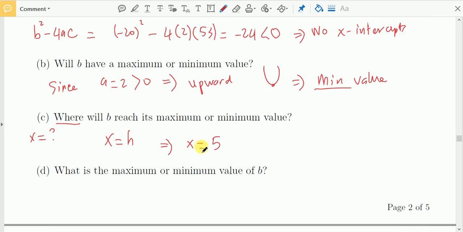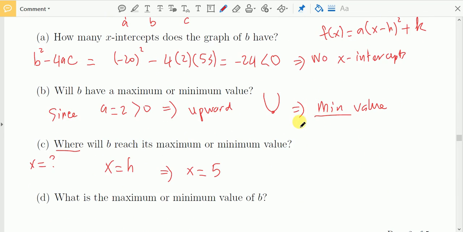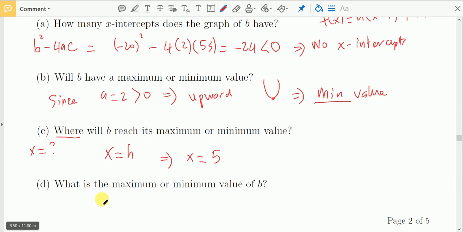And now you know where to get the min value, and you want to get the actual min value. So what is this asking for, and what is k, right? K is actually the actual max or min value. So k in this case is 3. So I'll write the min value is 3.